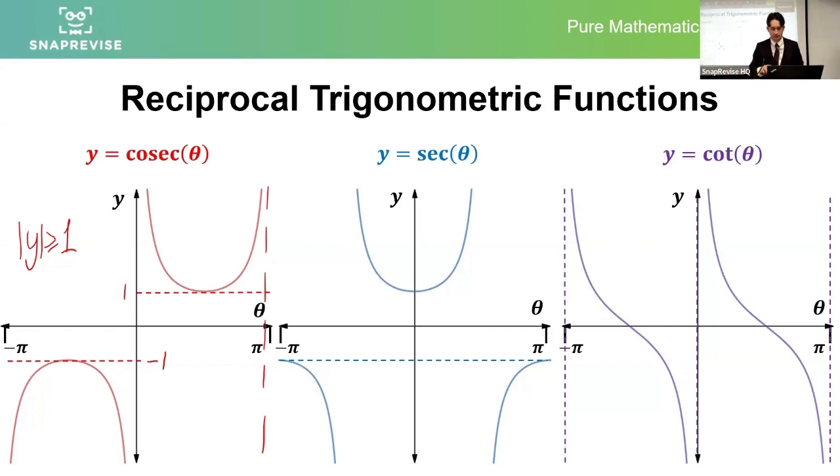And that's actually very much the same for sec, because sec is a translation of cosec in the same way that sine is a translation of cos. So exact same thing. And again, the range is that y is greater than or equal to 1.